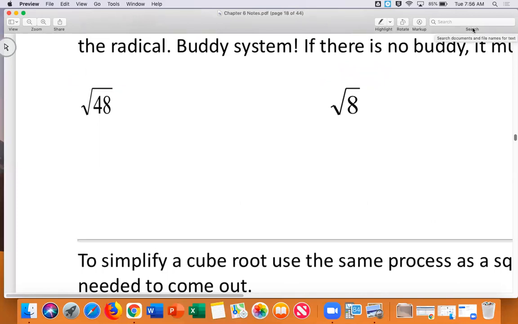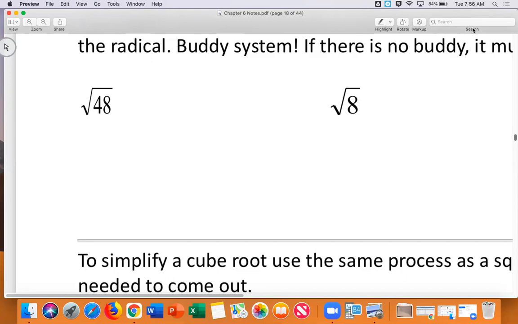Now, do you remember back in the day, Kevin, the old school prime factorization tree? Do you remember that? You sure? Are you lying to me? All right, I'll take your word for it. Only because it's So's birthday, and nobody lies on So's birthday.